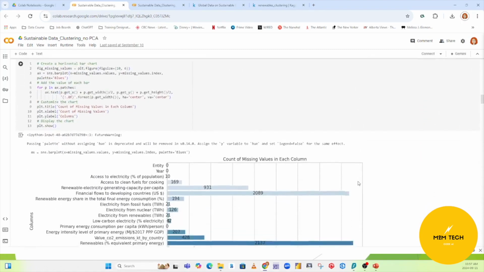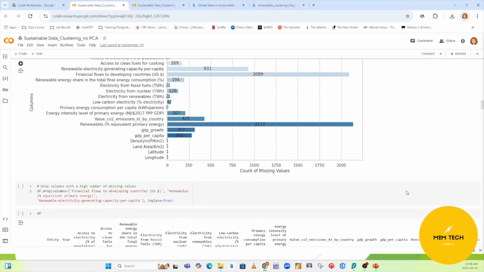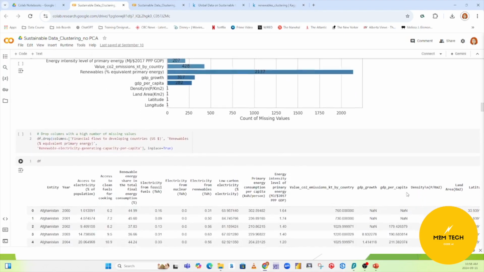And then I created a bar chart in order to have just a better visualization of what that looked like. So financial flows to developing countries and renewable percentage of primary energy were the two metrics that lacked the most data. Whether that is because they're not being tracked in most countries or other reasons, I'm not sure. Interesting that those two are the ones that had most of the missing data.